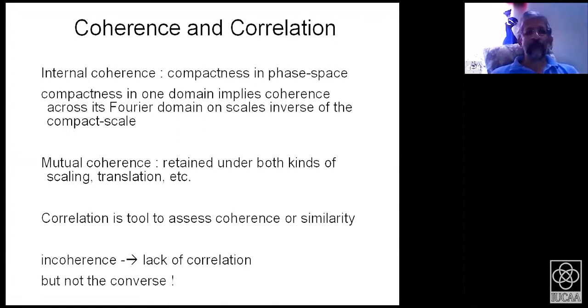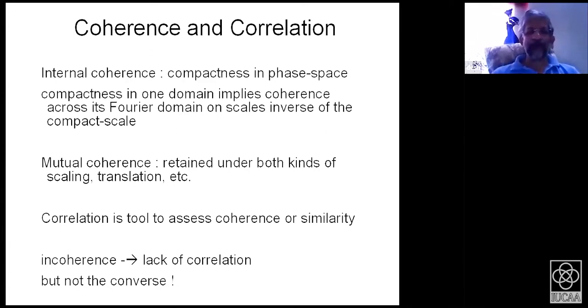Of course, we have been stressing that compactness in one domain implies the inverse scale in the other domain, which will imply coherence across its Fourier domain on scales inverse of the compact scale. We will distinguish between internal coherence and mutual coherence. And we will see how mutual coherence is retained under any kind of linear scaling or translation, some of which we are familiar with in one of the domains, but it's not as much appreciated in its Fourier counterpart.